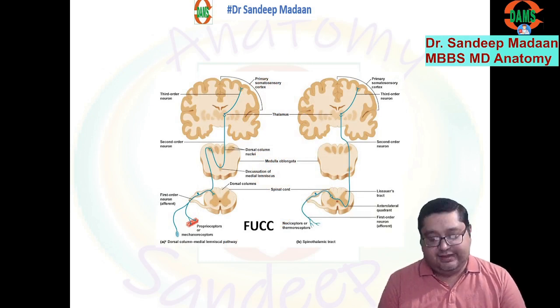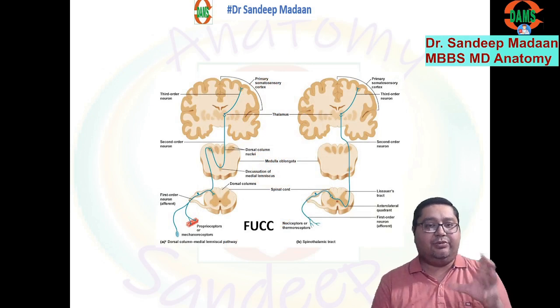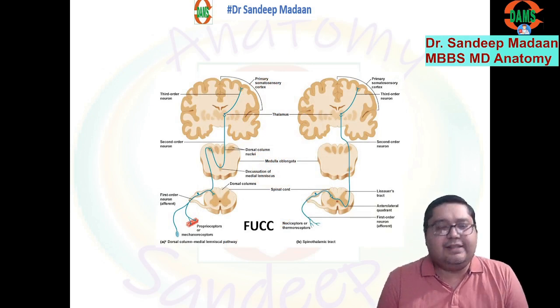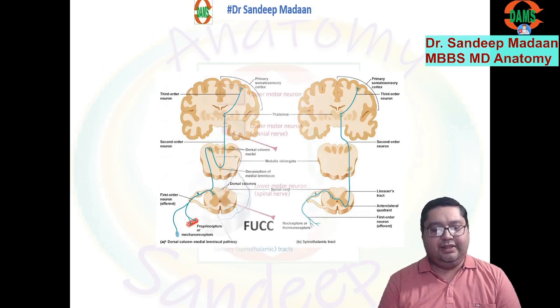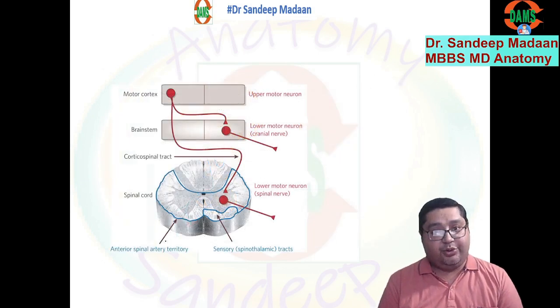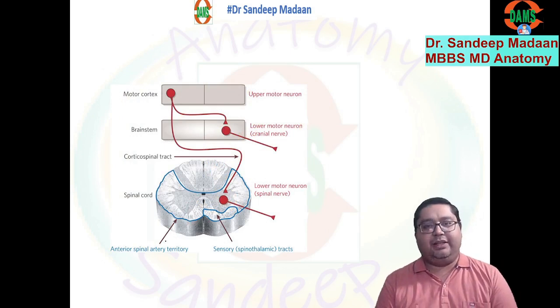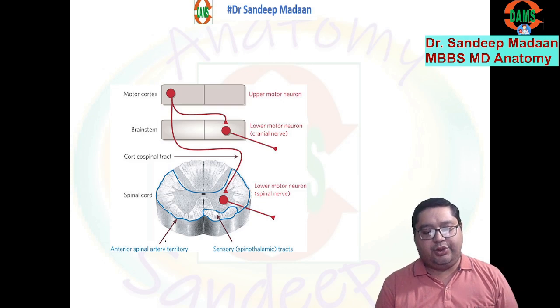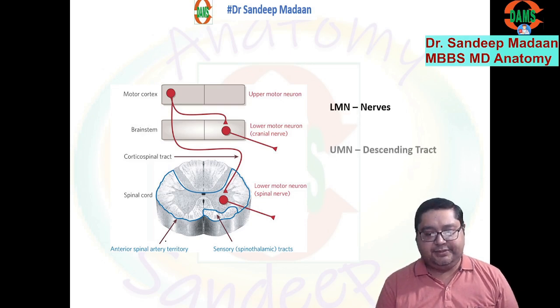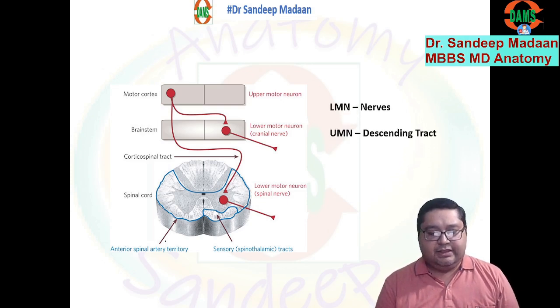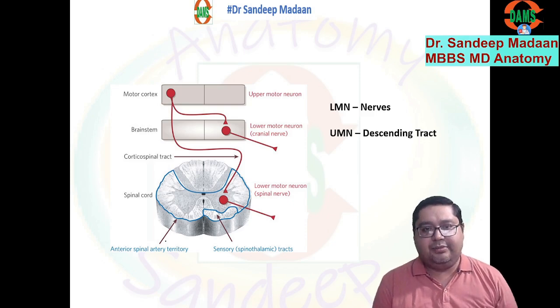And dear friends, based on this fact and based on what is LMN and UMN, we can easily learn about Brown-Sequard. Let me explain. What is LMN? Lower motor neuron, but that's the full form. What is the meaning? Any nerve will be LMN. And what is UMN? Any descending tract, corticospinal or corticonuclear. You can say pyramidal tract, right? This is a simple meaning of LMN and UMN.